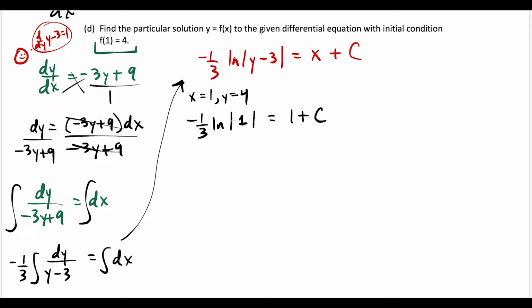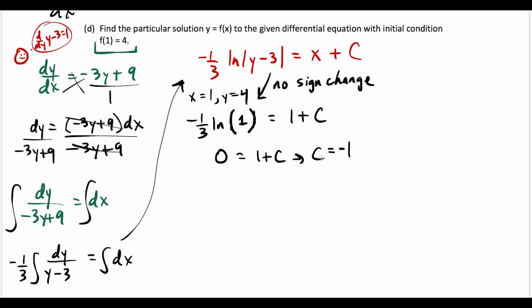Now we just have to know the absolute value of 1 is positive 1, so we could just drop the absolute value like this. One thing I'm mindful of here, you don't actually have to write this on the AP test, you just have to think it, is that there is no sign change. Since there's no sign change later on when we do the algebra, we could just drop this absolute value here. And now natural log of 1 is 0, so this tells us 0 equals 1 plus c, which tells us that c is equal to negative 1.